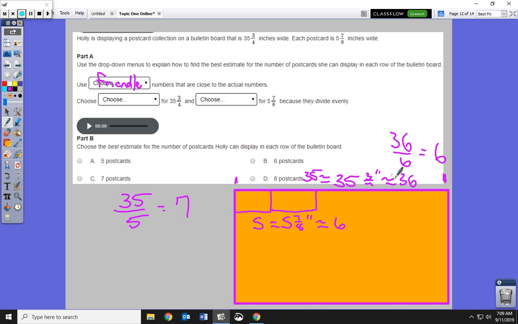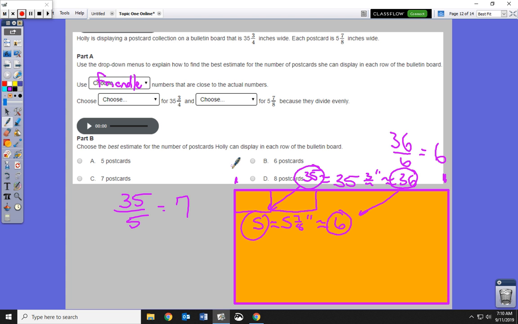36, because I rounded up, made it friendly, and I made it friendly because it has a factor of 6, so that's why these are friendly. 6 is a factor of 36, or I could flip it and say 36 is a multiple of 6. I did the same thing here, 35. 35 is friendly with 5 because 5 is a factor of 35. Also, 35 is a multiple of 5. So again, which one would be the better one to choose?